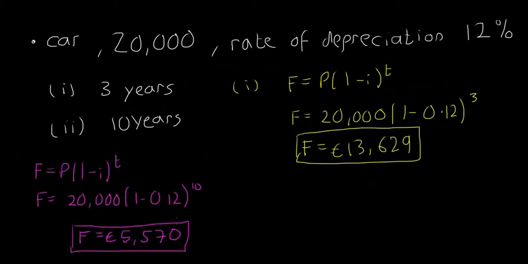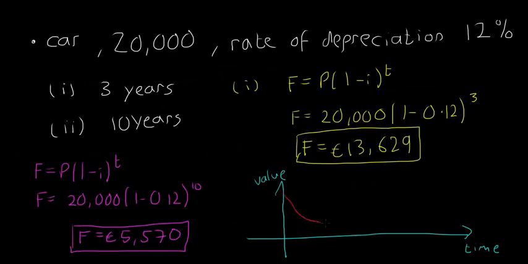And just one thing, say if we sketch the value, how much the car is worth, and here is time in years. Say you buy it here. The first year it's going to lose loads of value, and the second year and so on, but then as time goes on it kind of evens out like that. So that's just the shape of the curve.